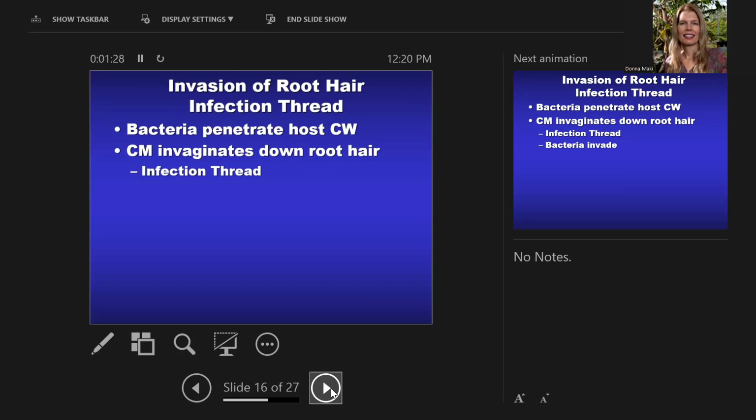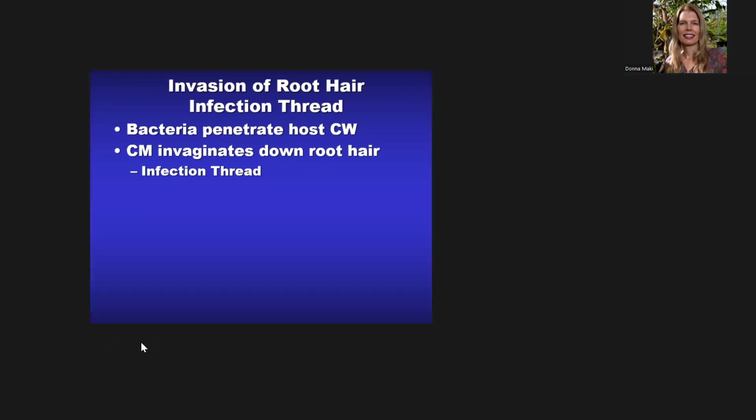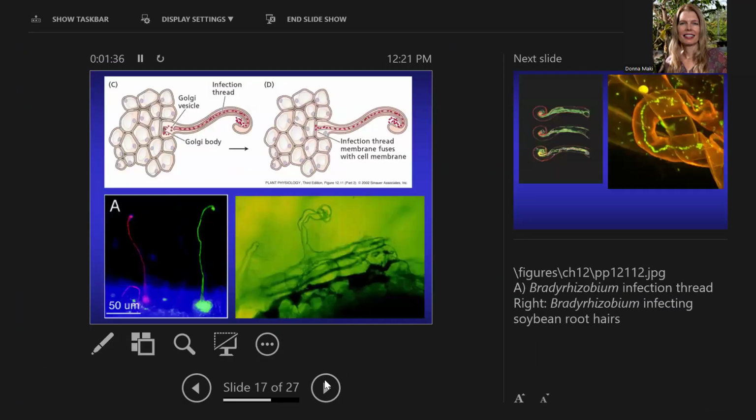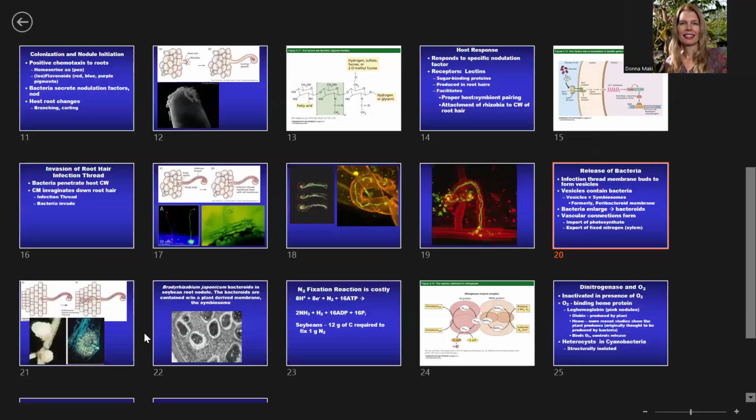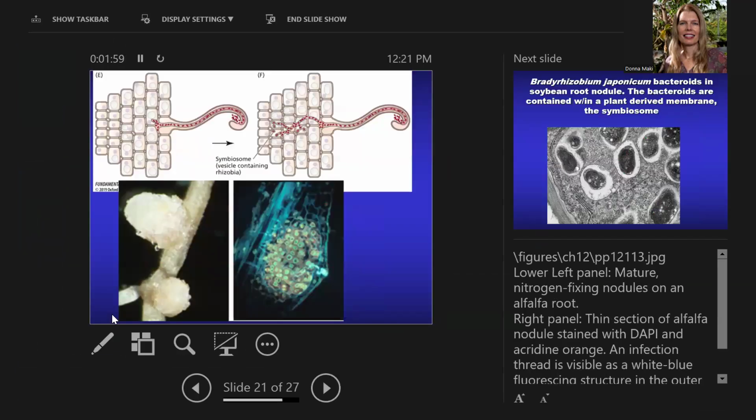And that membrane wraps around the bacteria as they're moving down the root hair. The whole time this is happening, they don't have any access directly to the cytoplasm. They're always surrounded by the membrane, which is that black tube that you see. That's the invaginated cell membrane. And when they get into the root tissue proper, they're still surrounded by membrane material. So they're always compartmentalized. Understand that concept too.